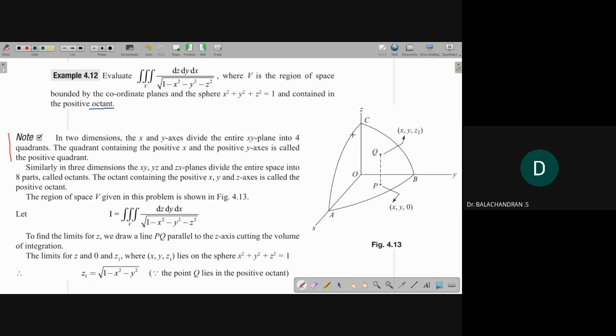So here V is what? Region of space bounded by the coordinate planes and the sphere that is contained in the positive octant. So please draw this diagram.